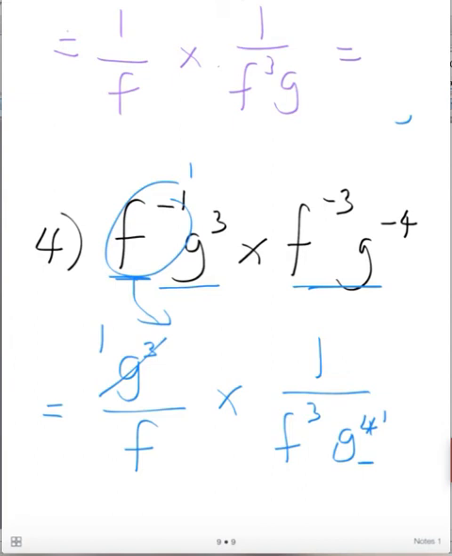I've simplified before I've multiplied. So 1 times 1 is 1 over f times f cubed. 1 plus 3 is 4, so I should have f to the power 4, and g just sits there. And we're done. Don't forget to add the powers of f. They have the same base, and we are multiplying them. So that should have been your final answer.